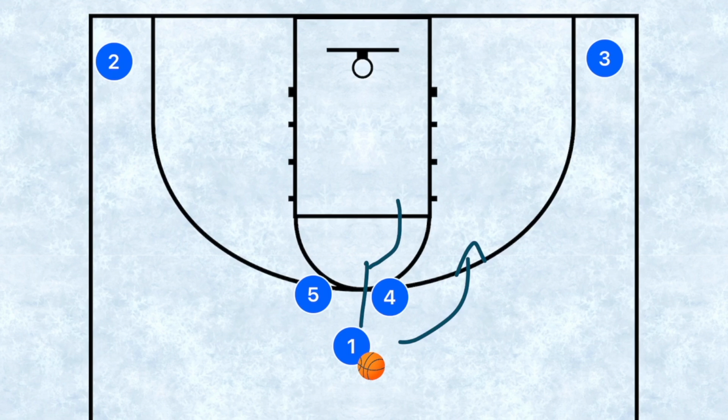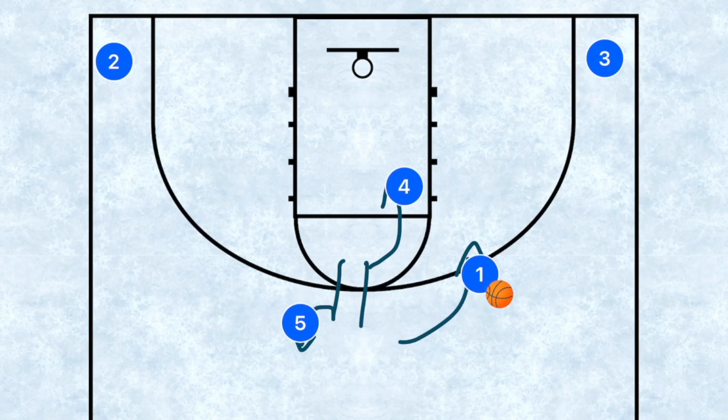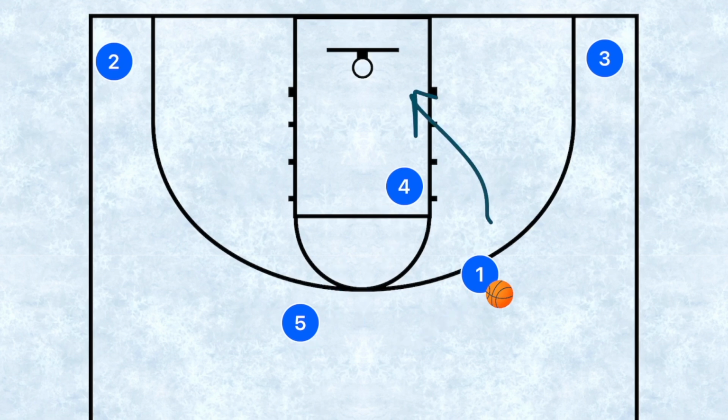Let's say, for example, he goes to the right side. That means that he is using player 4 as a screen, so player 4 is going to roll to the basket. Meanwhile, player 5 is going to pop out as a secondary option for player 1 to pass to. So at this point, player 1 could attack the rim, he could pull for the shot, he could also pass to player 4, he could also pass to player 5 for the three-point shot.